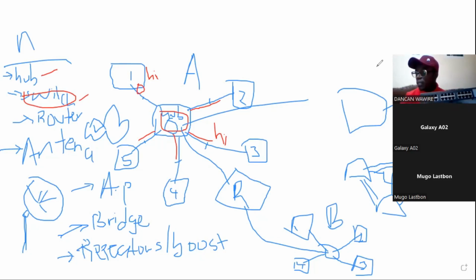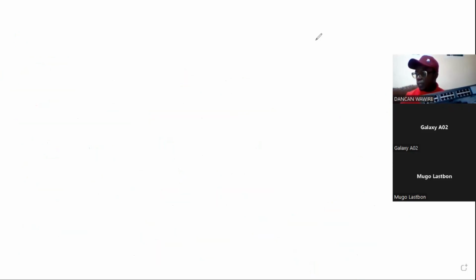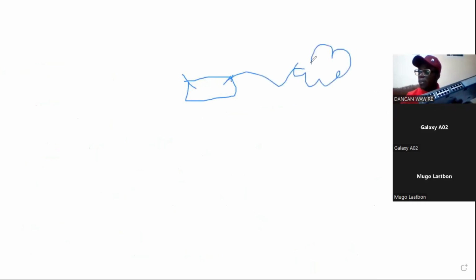So let me draw it. Let me clear my drawings. Let me draw. This is my router over here. It can be wireless. Then my router is connecting me to the internet via maybe an antenna or something else. Well, maybe it's fiber. Like so.